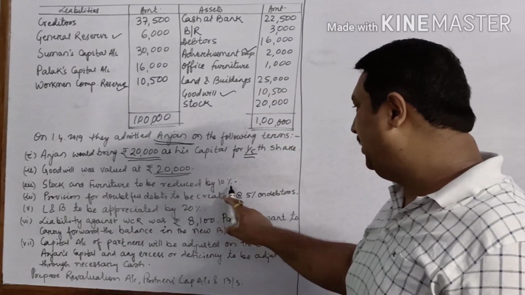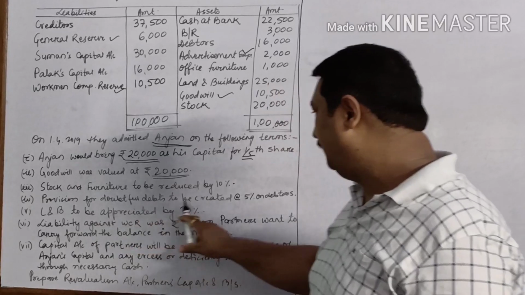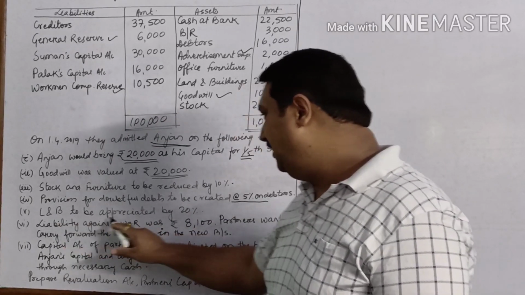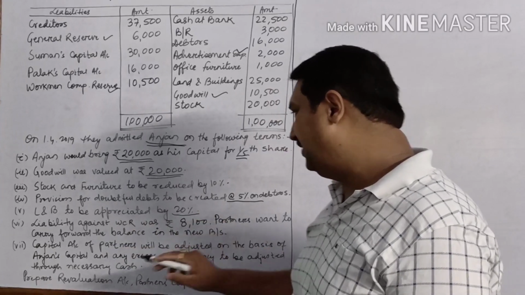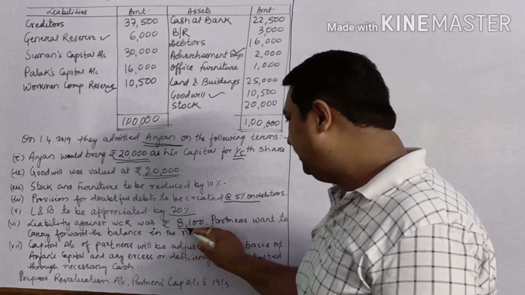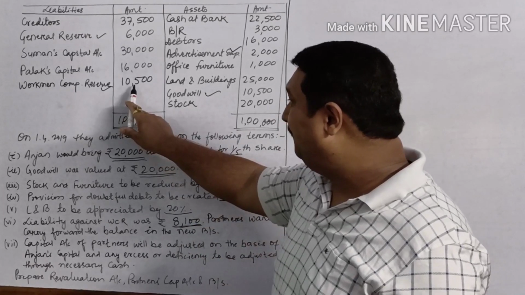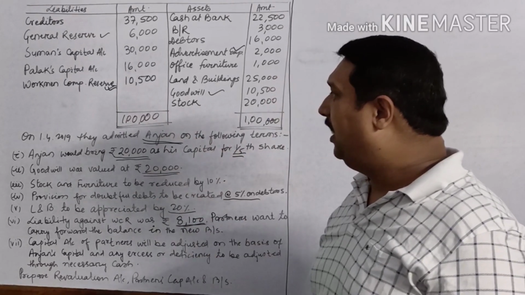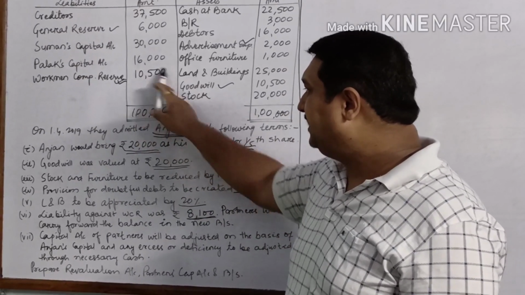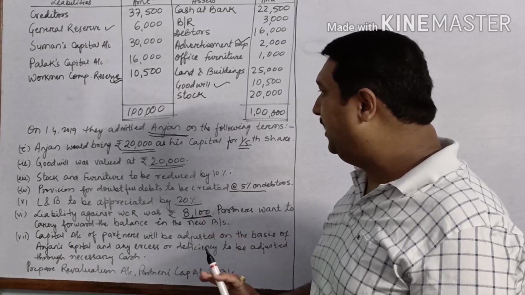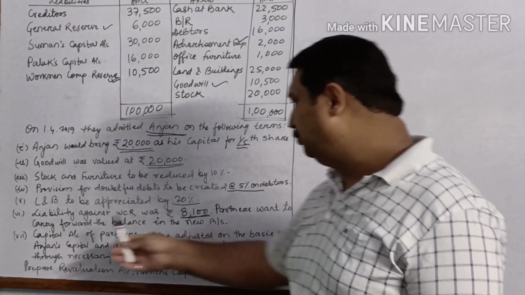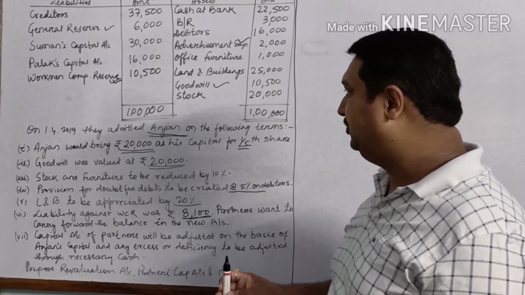Stock and furniture to be reduced by 10%. Provision for doubtful debts to be created at the rate 5% on debtors. Land and building to be appreciated by 20%. Liability against workmen compensation reserve was rupees 8,100. Now there will be another tick against workmen compensation reserve, because out of this 10,500, 8,100 will be paid off the liability, and the partners want to carry forward the balance in the new balance sheet.